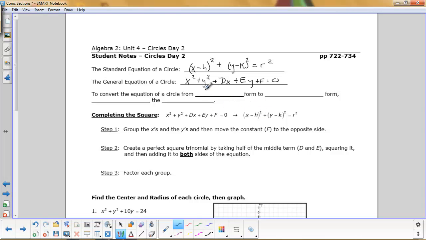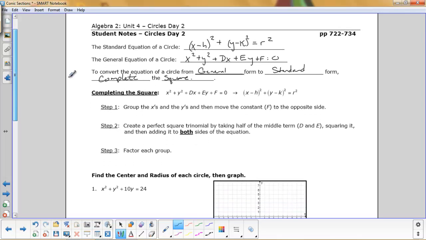Both copied directly from below, as you can see. Okay, to convert the equation of a circle from general form to standard form, as I mentioned, complete the square. Alright, so your steps are here. You want to group the x and y, and move the constant to the opposite side. I'm going to show you what it looks like using only these variables. It kind of helps you determine what you're looking at here.